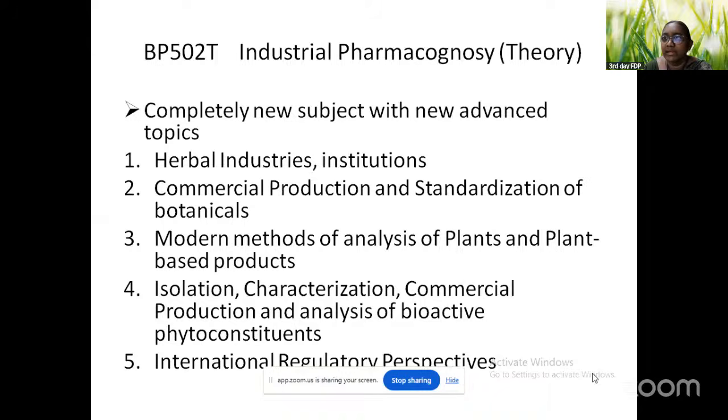So next one is the industrial pharmacognosy. This is a completely new subject with advanced topics, including the sources and the evaluations and the setup of the herbal industries and the institutions and commercial production and standardization of various botanicals and modern methods of analysis of plants and plant-based products, isolation and characterization and commercial production and analysis of bioactive phytoconstituents and international regulatory perspectives.